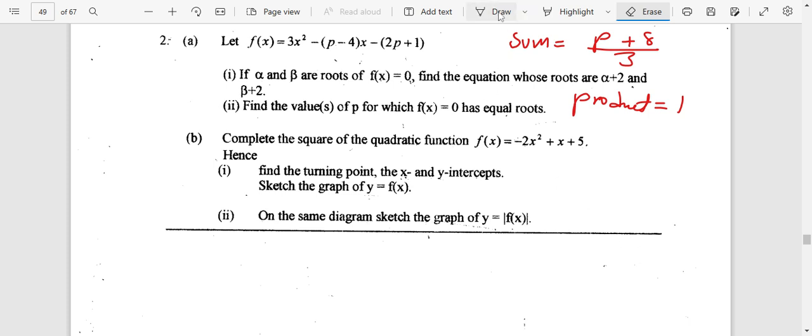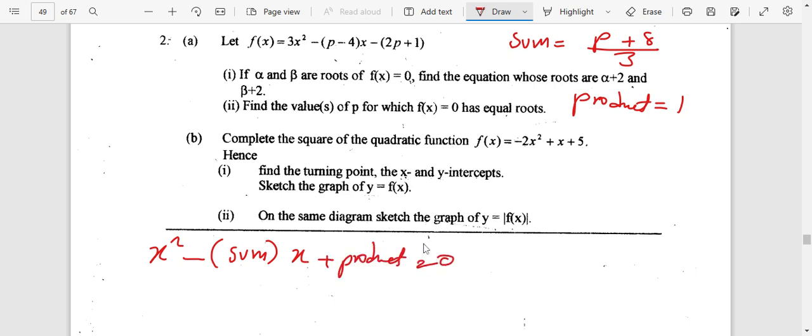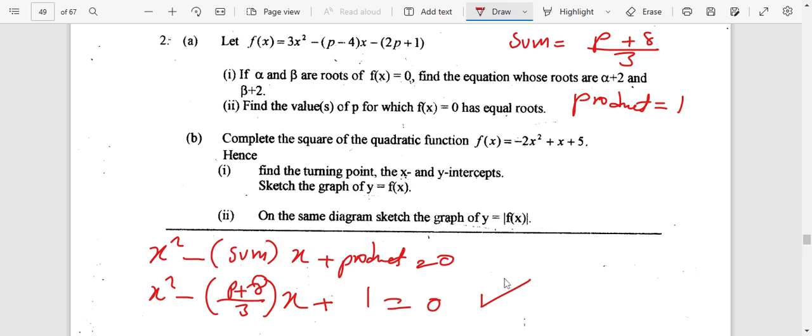Now, when an equation is given in this general form: x squared minus sum multiplied by x plus product is equal to 0. Okay, this is the general form of an equation. So you are going to write x squared minus, please you need to know this general form, minus the sum of the roots that we have found, which is p plus 8 divided by 3, and then you put an x, and then plus the product of the roots, that is a 1, and that will be equal to 0. So this is the equation we have found.